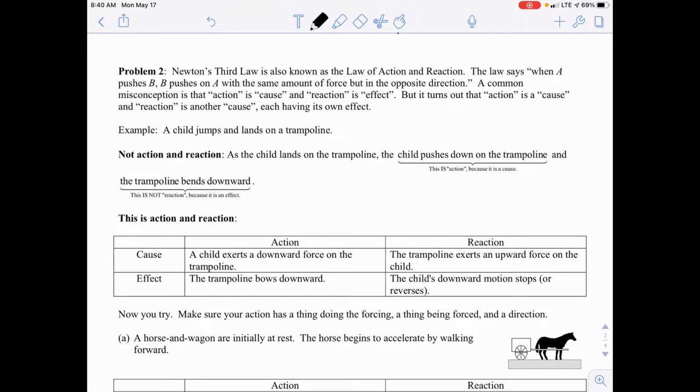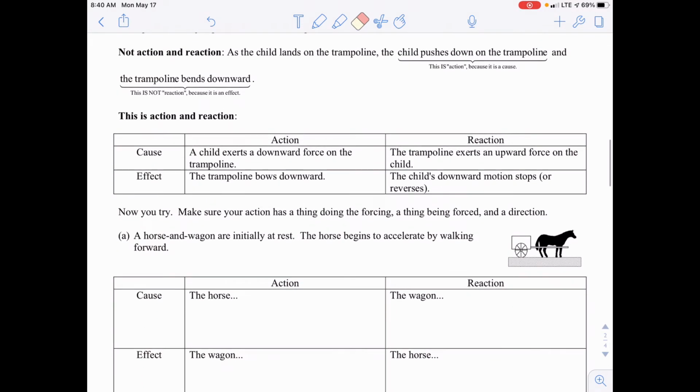Example: a child jumps and lands on a trampoline. Not action and reaction. The child lands on the trampoline, the child pushes down on the trampoline, and the trampoline bends downward. The bending downward is the effect because of the push. Now, if we state it differently, we could say the child exerts a downward force on the trampoline. That's the cause. This bends the trampoline downward.